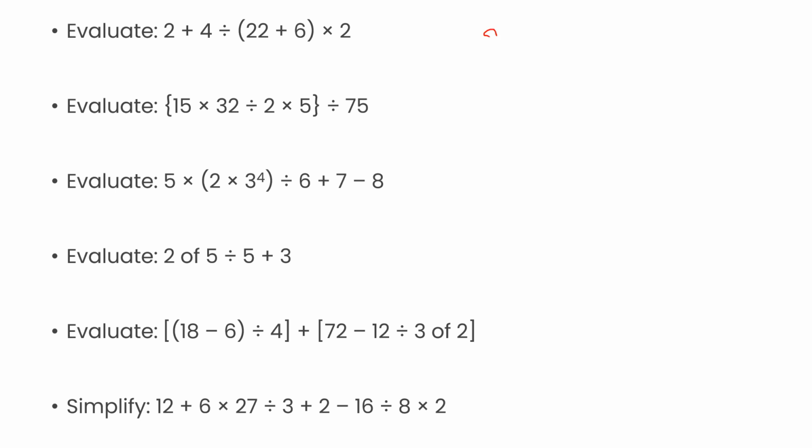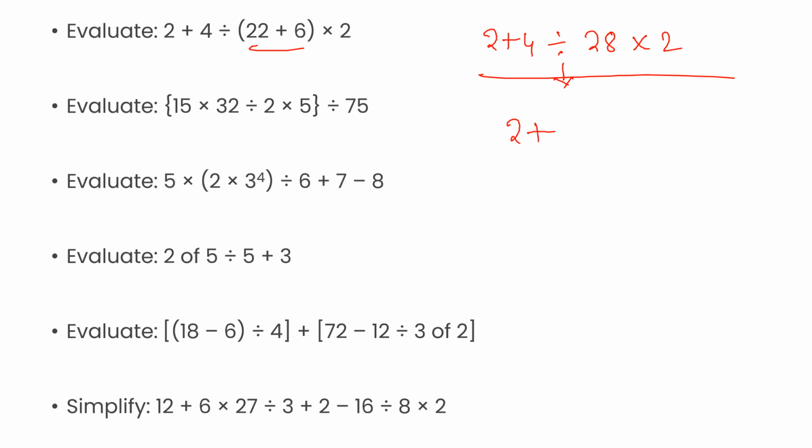So here you can see 2 plus 4 divided by. First of all, I'm solving this bracket: 22 plus 6, 28, into 2. What is the next preference for us? Division here. Don't do multiplication before division, because then you will get the wrong answer here. This is where we are confusing. 28 into 2 is 56. If you write 56 here, then it will be the wrong answer. So just follow these steps.